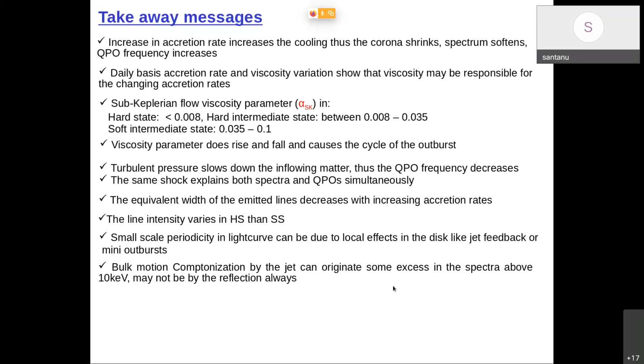This small scale periodicity that we can see in the light curve can be due to a local effect in the disk, like jet feedback or a mini outburst. The bulk motion Comptonization by the outflowing jet can originate some excess in the spectra above 10 keV, and it may not always be due to reflection.